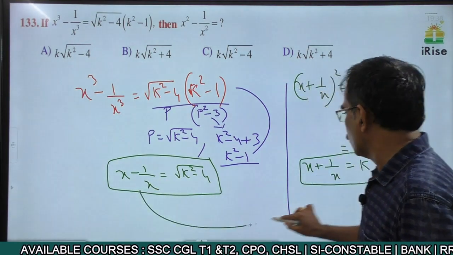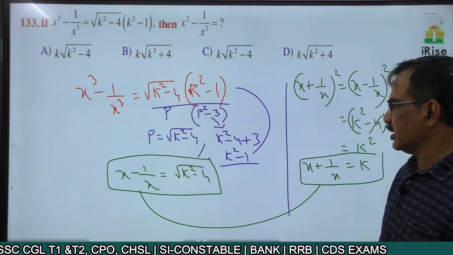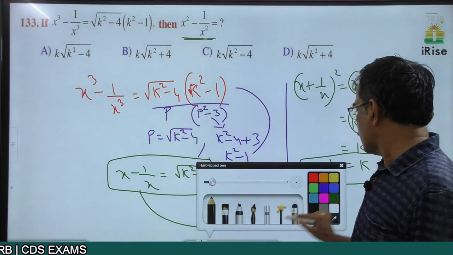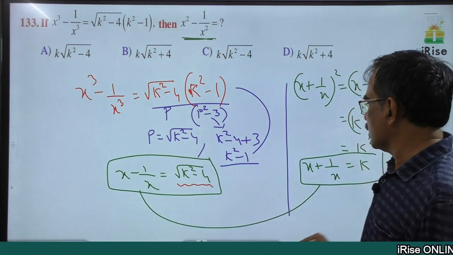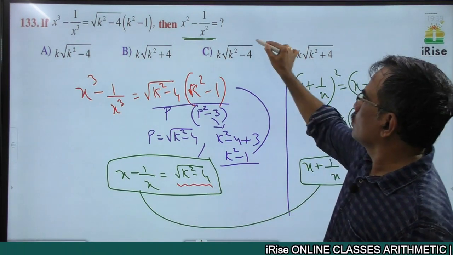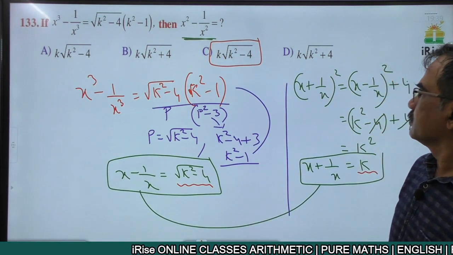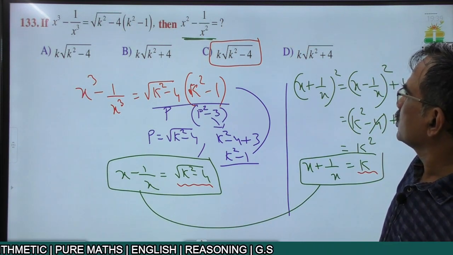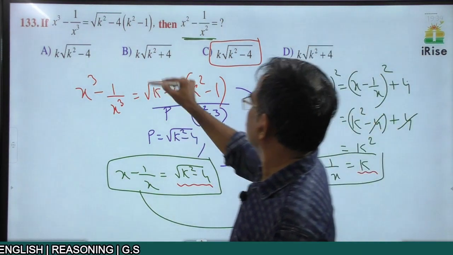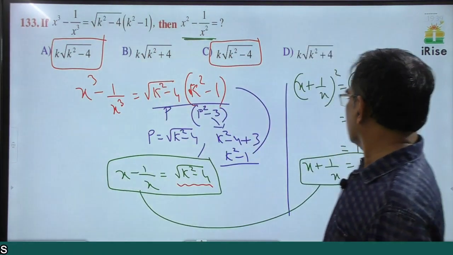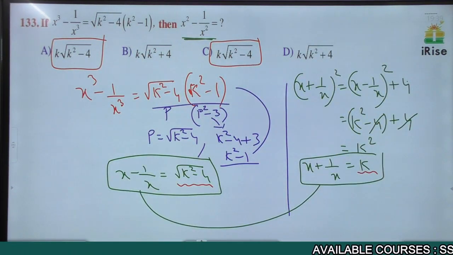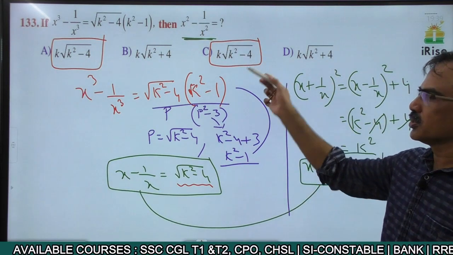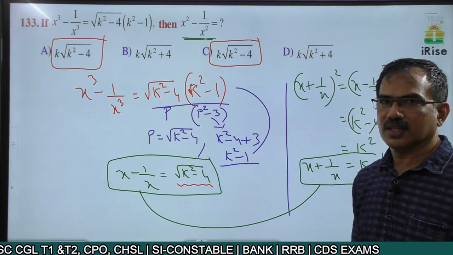Then multiply these two. What do we get? X plus 1 by x multiplied by x minus 1 by x gives x square minus 1 by x square. So the answer is root of k square minus 4 into k, that is k into root of k square minus 4. Even the first option is also the same, k into root of k square minus 4. Both options are right. Next question.